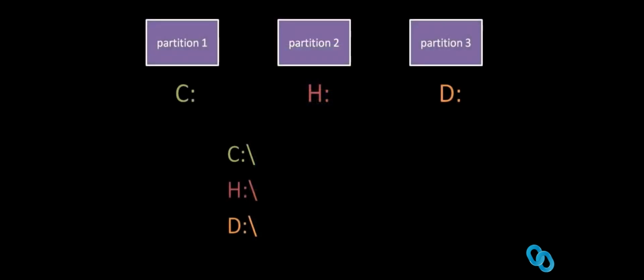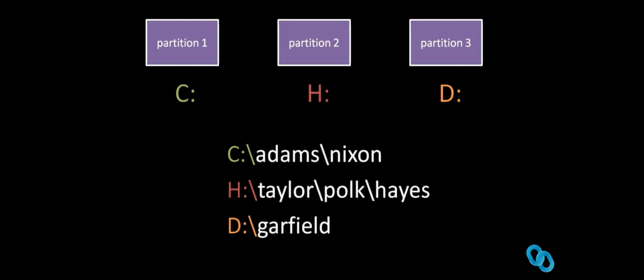In Windows, each partition is assigned a drive letter, usually denoted with a suffixed colon. For example, C:, H:, D:, etc. A file path is a string of text denoting the location on the system of a file or directory. In Windows, the root directory on these drives are known by the paths C:/, H:/, and D:/ respectively. The path C:/Adam/Nixon refers to a file or directory named Nixon listed in a directory Adams, itself listed in the root directory on the C partition.